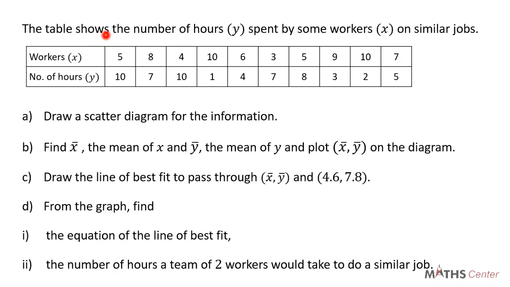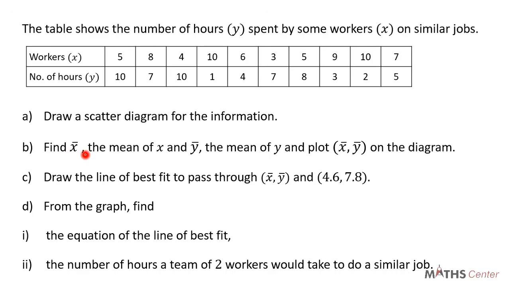The table shows the number of hours, y, spent by some workers, x, on similar jobs. So in the table, we have the number of workers here, and we have the number of hours here. The first part of the question says, draw a scatter diagram for the information. As you can see here, we have not been given the scale, and so we have to choose our own scale. You choose an appropriate scale.